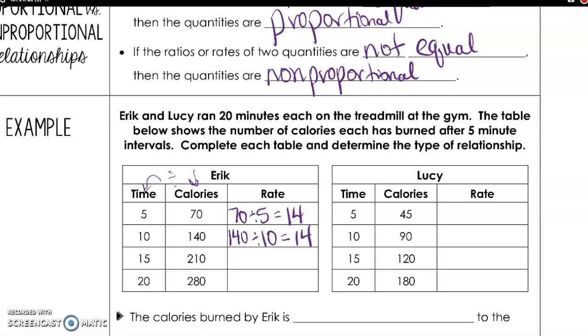Now, you don't have to show your division in the box because that gets a little bit small, but I just want you to see where my numbers are coming from. All right, as long as you know to take the calories divided by the minutes, and that's how you get your rate. Okay, so 210 divided by 15 is also 14. So far so good. And then our last one, 280 divided by 20 is also 14.